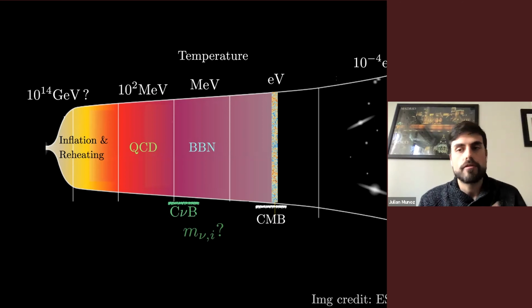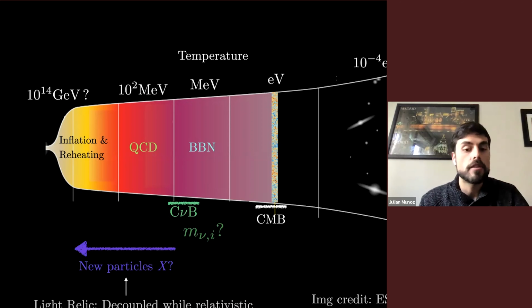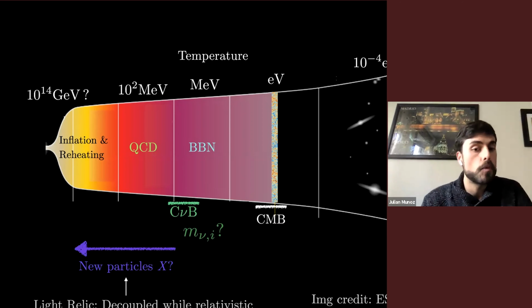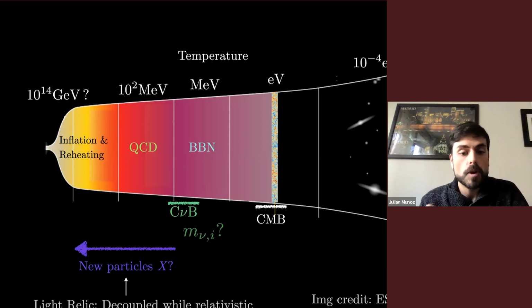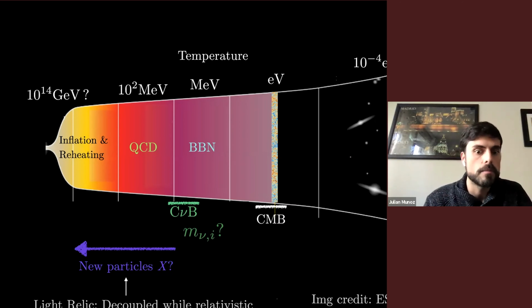But you can go even further and ask, can there be other new particles that decouple at some point in this whole thermal history between an MeV and reheating? If these particles are light relics, which means they decouple while relativistic, they should survive until today. They should be pretty much like neutrinos. They have large number densities and large energy densities, and they affect the evolution of the universe. So you can use cosmology to go after them.